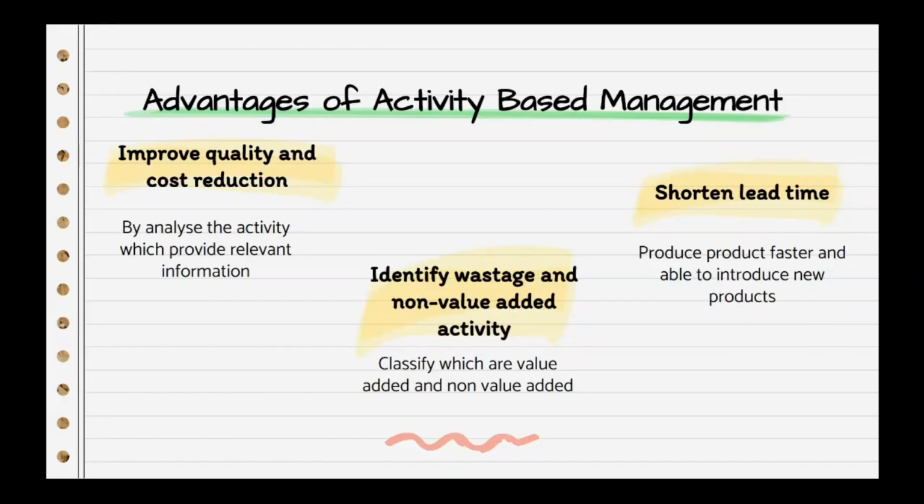The last advantage is that it can shorten the lead time. Implementing activity-based management can also help the company to shorten the lead time in the production process. So the company will also be able to produce products faster and able to introduce new products faster as well. Let's move on to disadvantages.